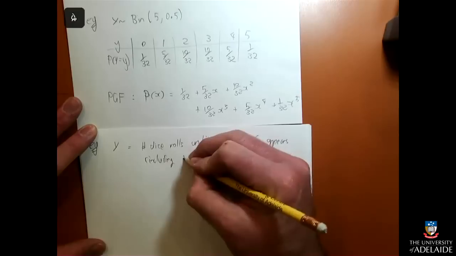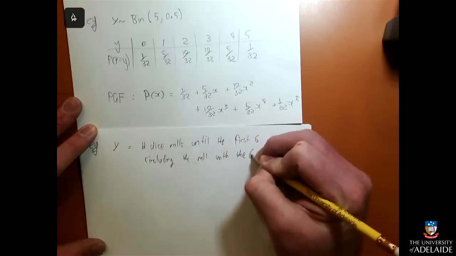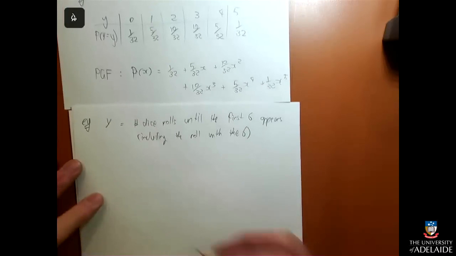including the roll with the six. There's a name for that distribution. What's that? Hypergeometric? I can never remember if the hypergeometric is traditionally supposed to include the roll when the event happens, or it only includes the number before it happens. But anyway, I can figure out the probabilities without knowing a formula.